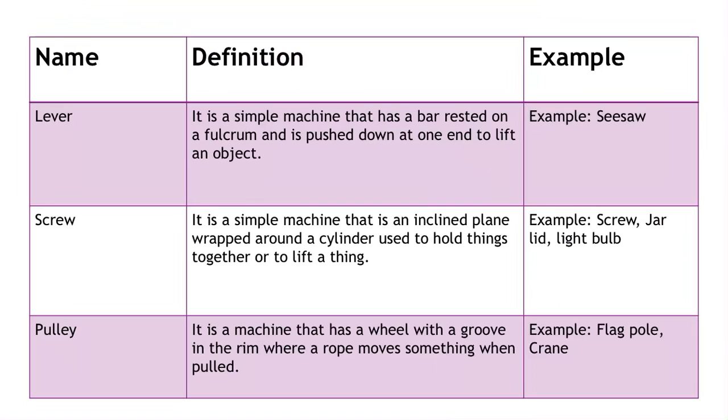Then we have a pulley. The simple example of a pulley is in a well. We have a bucket, we move it down, we move it up, it goes down, it goes up with the help of a pulley. It is a machine that has a wheel with a groove in the rim where a rope moves something when pulled. For example, a crane, a flagpole.